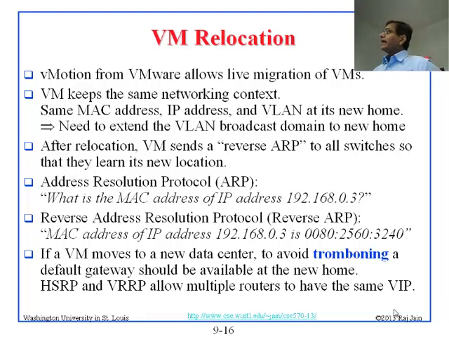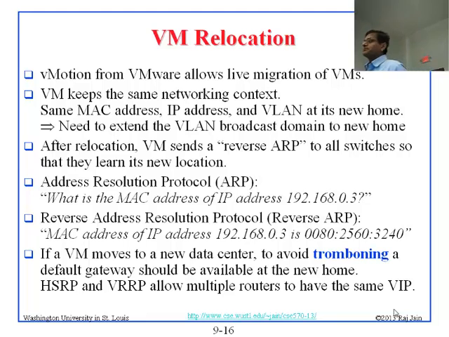So it has the same MAC address, same IP address, same VLAN, in its new home. We need to extend the VLAN broadcast to this new home, so we need to make sure that the VLAN broadcast goes to that place. So after relocation, how does that happen? After relocation, the VM sends a reverse ARP. I think we talked about this before. Did we talk about reverse ARP? No, maybe not. Reverse proxy was the thing that we had talked about. It sends a reverse ARP to all switches so that they learn its new location.